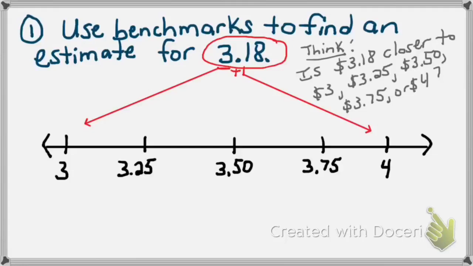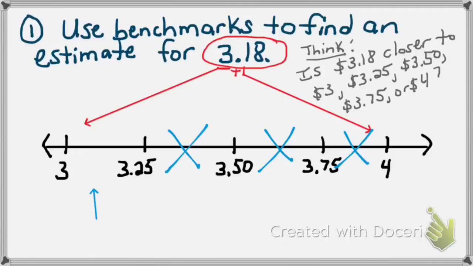So the first thing I need to do is figure out what two little benchmarks $3.18 is going to be between. Does $3.18 fall between $3 and $3.25? Well, yes, because $3.18 is more than $3 and it's less than $3.25. So $3.18 is going to fall somewhere in this section. And once I find the section that the number is going to fall in, I'm going to separate that section by 4 more little tick marks.